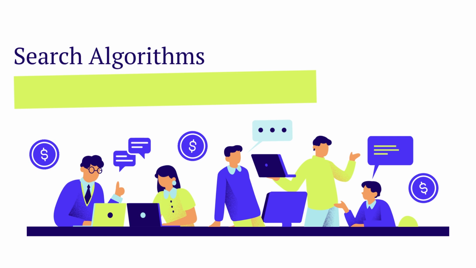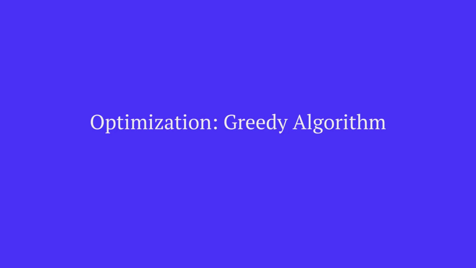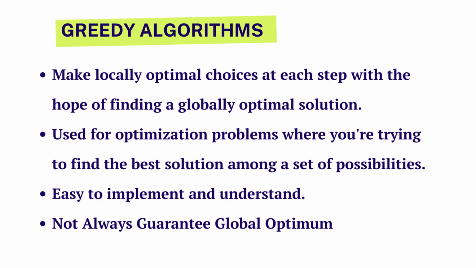Good morning, everyone. Today I'm going to teach you one optimization algorithm, which is the most basic optimization algorithm and stays useful. It is called a greedy algorithm. I really like the idea of the greedy algorithm because it makes a local optimal choice at each step, with the hope of finding a globally optimal solution.